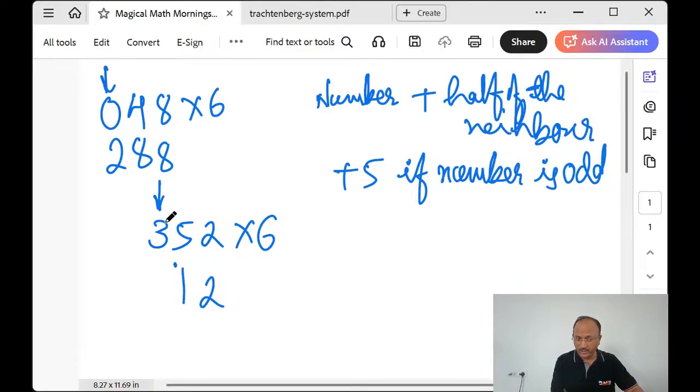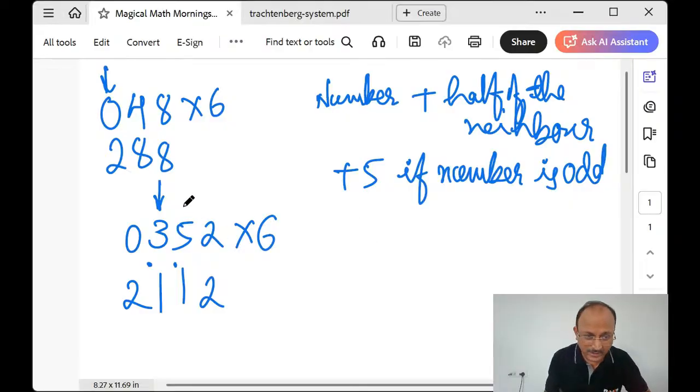Next number is again odd. So 3 plus 5, 8. Plus 5, we have to add to the number, not to the neighbor. Neighbor, whether it is an odd number or even number, it doesn't make any difference. Only to the number, if it is an odd number, we are going to add 5. 3 plus 5, 8. And half of this 5 is 2. Remember, we are forgetting the fraction part. 8 plus 2, 10. And carry over is 1. So we'll carry 1, correct? No? Then 0 is there, even number, nothing to add. Half of the neighbor is 1, 1 and 1 carry is 2. So 2, 1, 1, 2.